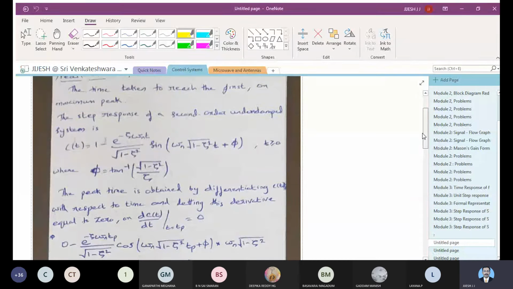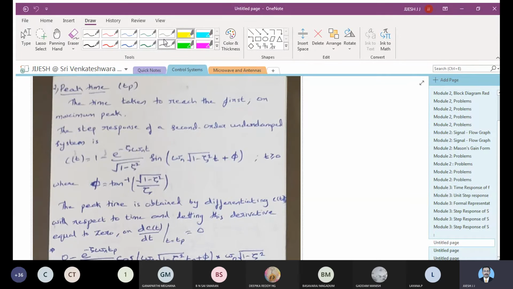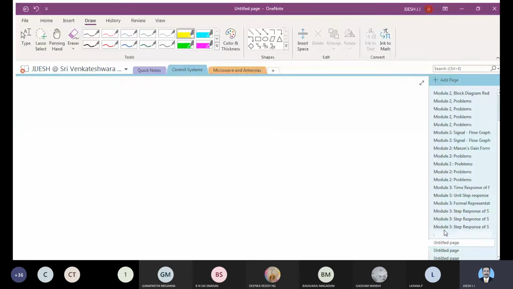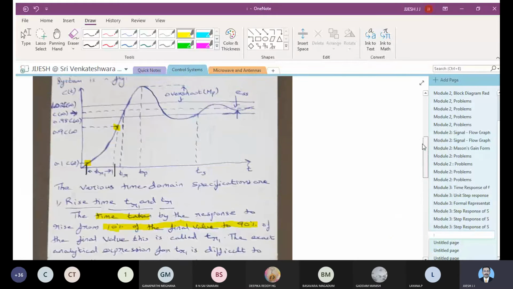So the next concept we are going to study is peak time. It is represented as Tp. Go back to the figure and see where Tp is. This is what Tp is. This is called the peak time, meaning the response reaching its maximum peak. We'll see that with some equations.